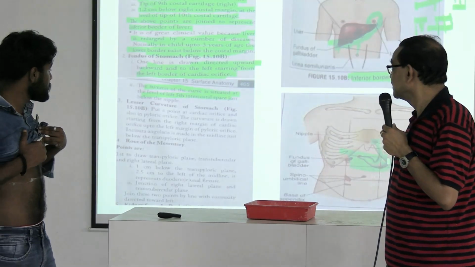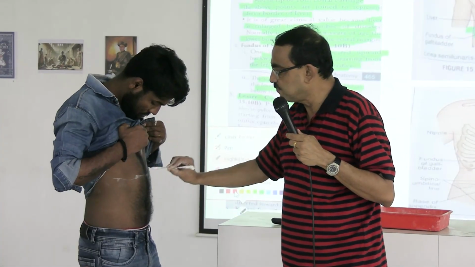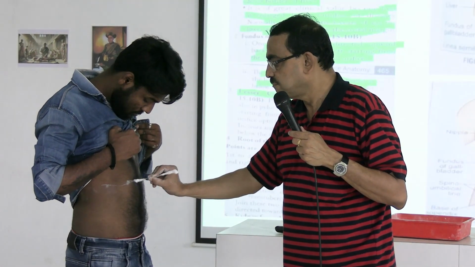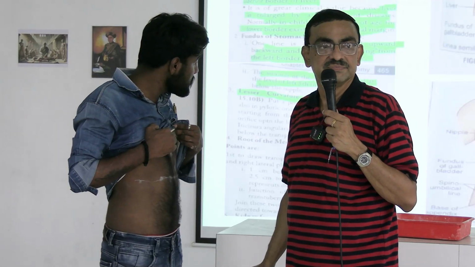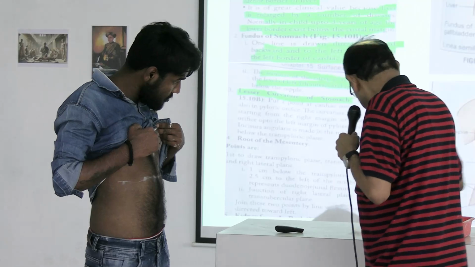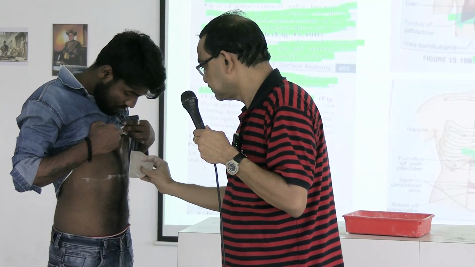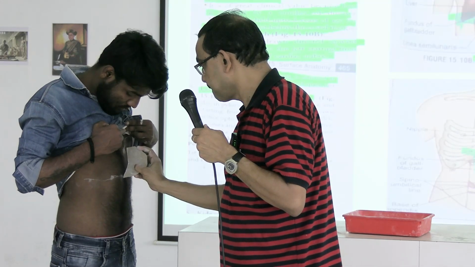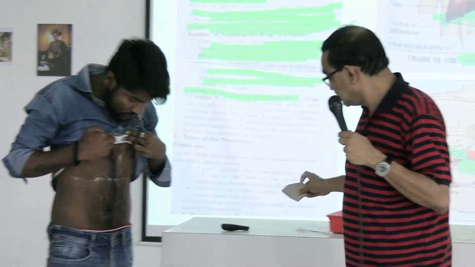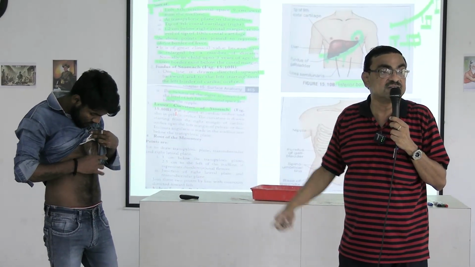Next, lesser curvature of the stomach. This is the cardiac orifice, and this is the pyloric orifice. Just join this cardiac orifice and the pyloric orifice with a curved line. We will get the lesser curvature of the stomach.